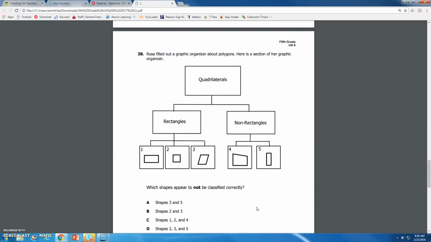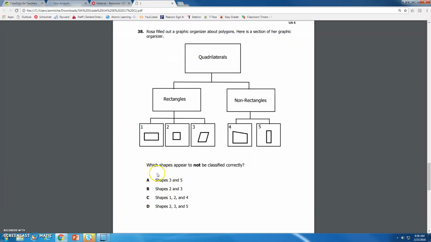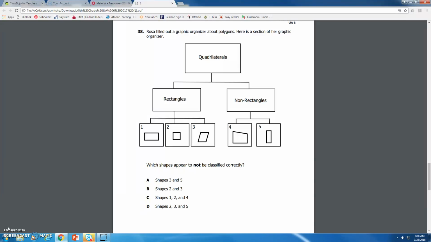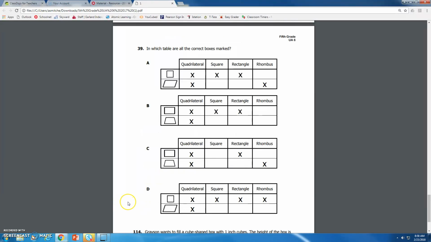Question 38. Rosa filled out a graphic organizer about polygons. Here's a section of her graphic organizers: quadrilaterals, rectangles, non-rectangles. Which shapes appear to not be classified correctly? A. Shapes 3 and 5, B. shapes 2 and 3, C. shapes 1, 2, and 4, or D. shapes 2, 3, and 5. Which shapes appear to not be classified correctly? Hit pause. 2 more to go.